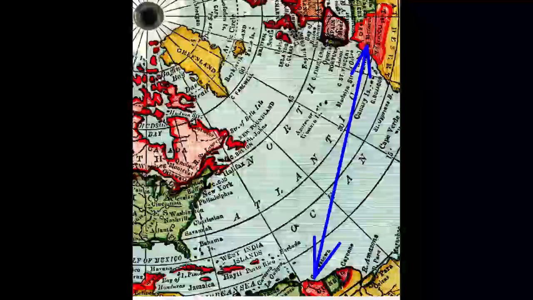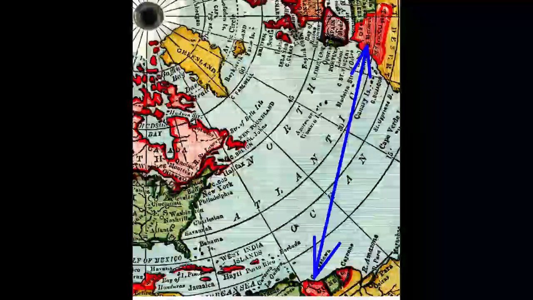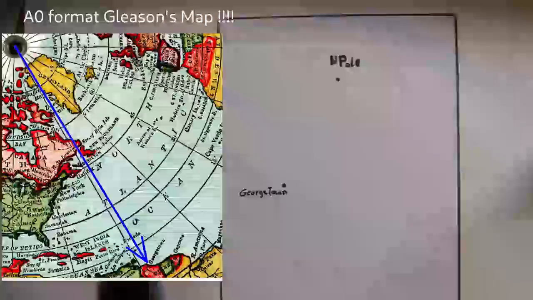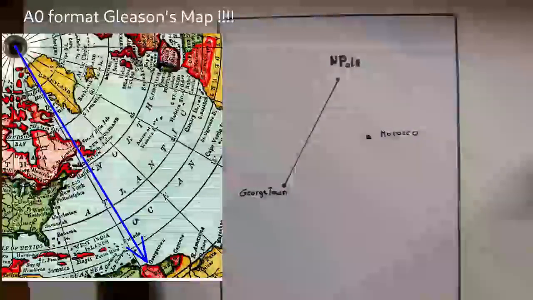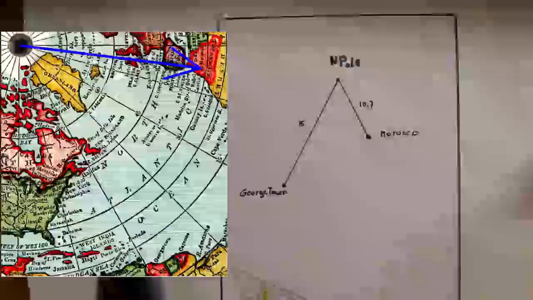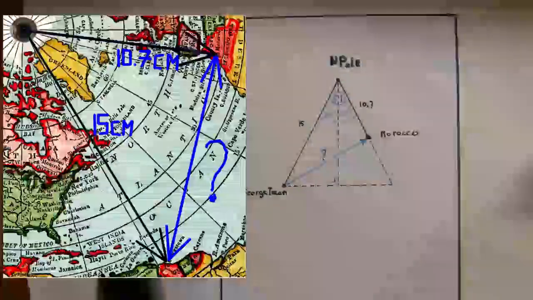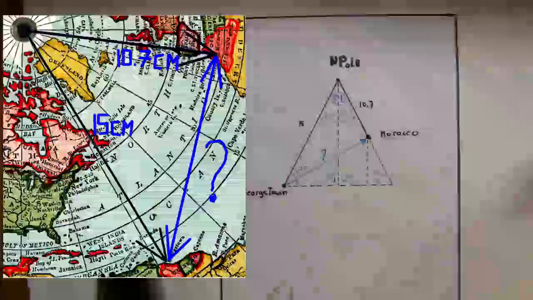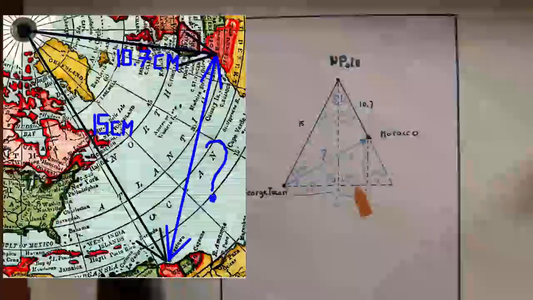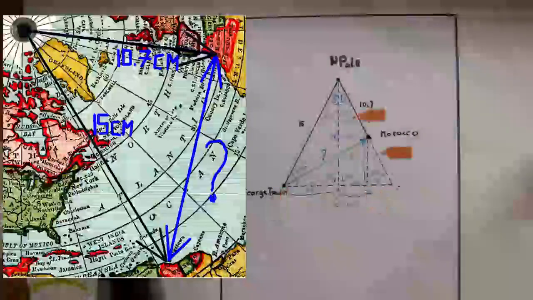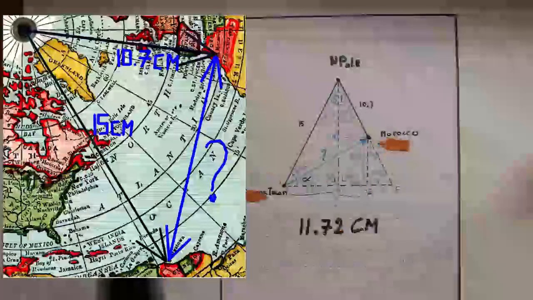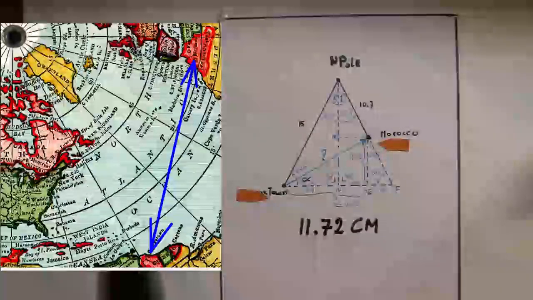We have collected all the data to calculate the distance between Georgetown and Morocco. From the North Pole to Georgetown is 15 centimeters, from the North Pole to Morocco 10.7 centimeters. By doing some trigonometry, we found the answer of 11.72 centimeters. So the distance between Georgetown and Morocco is 11.72 centimeters.